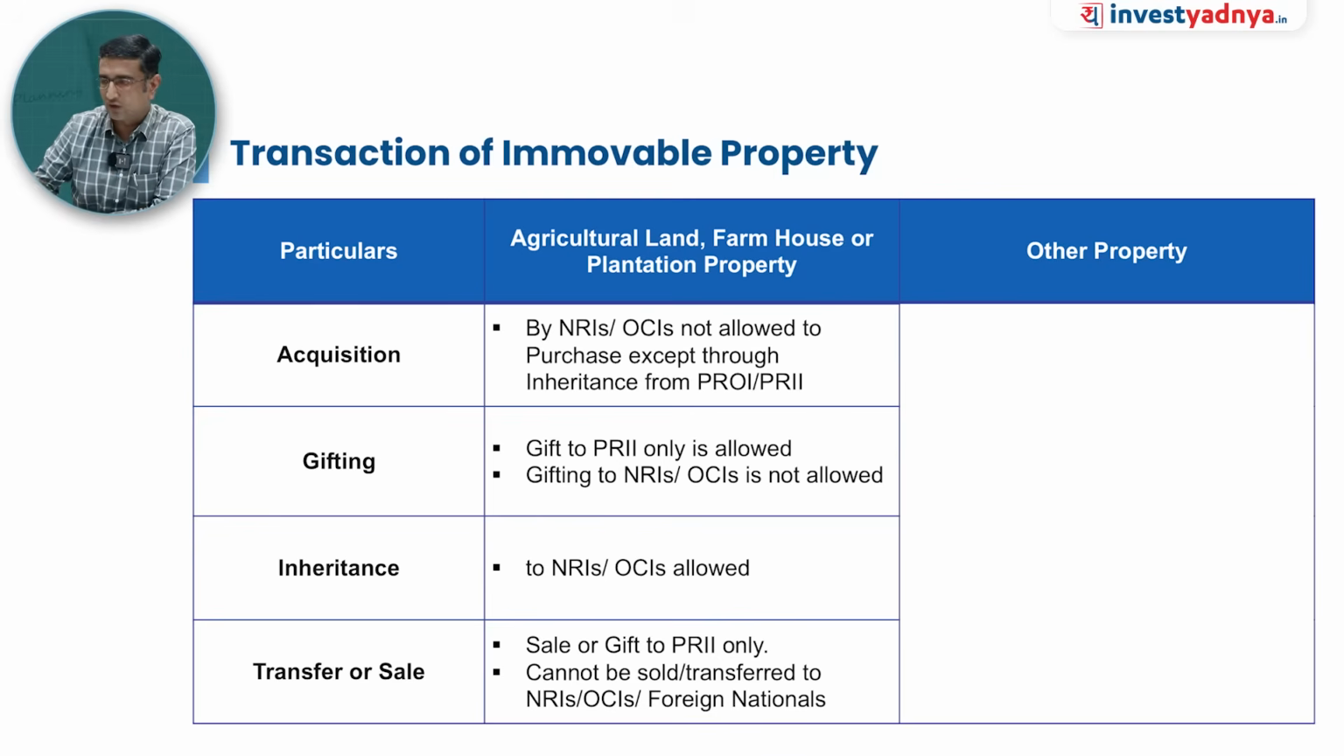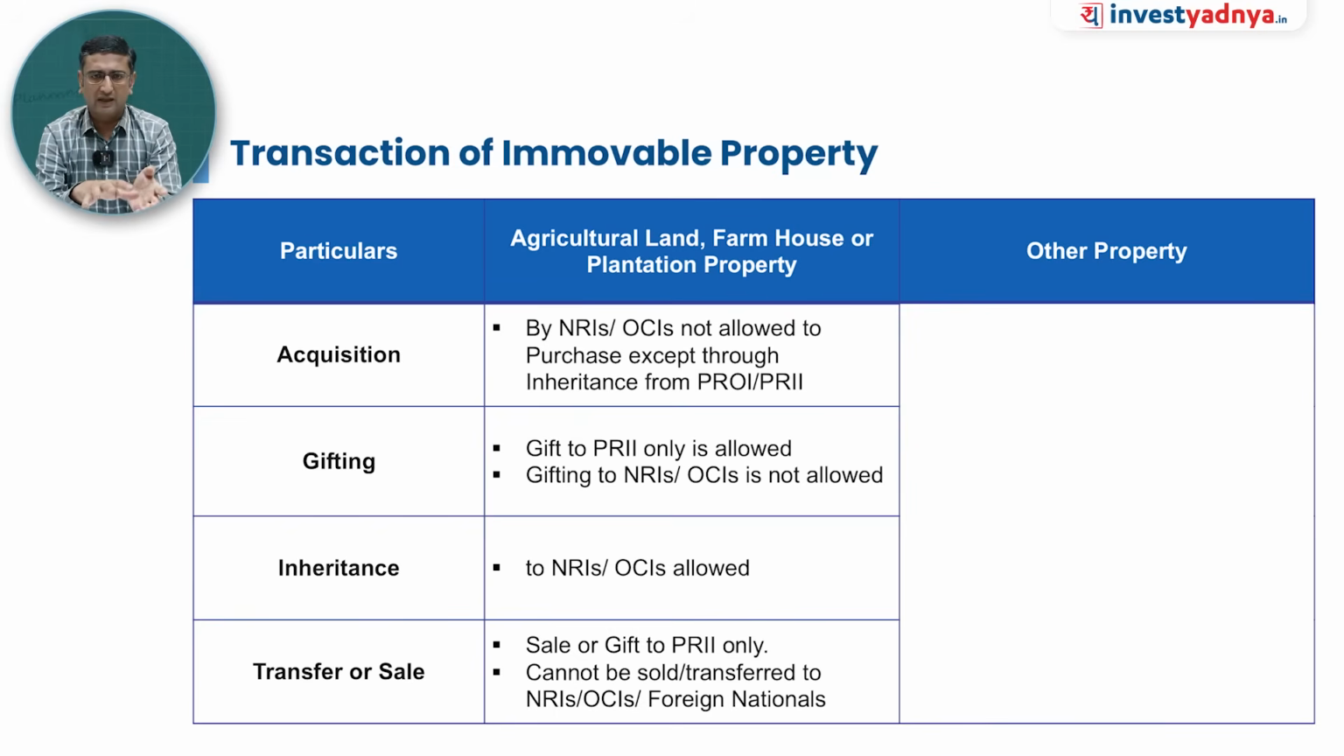Because they are not allowed to purchase that. So even though I say that I want to sell to them, in the very first tranche we have seen that purchase or acquisition is not allowed for NRI OCI of these properties. This is one pool of the asset or immovable property.